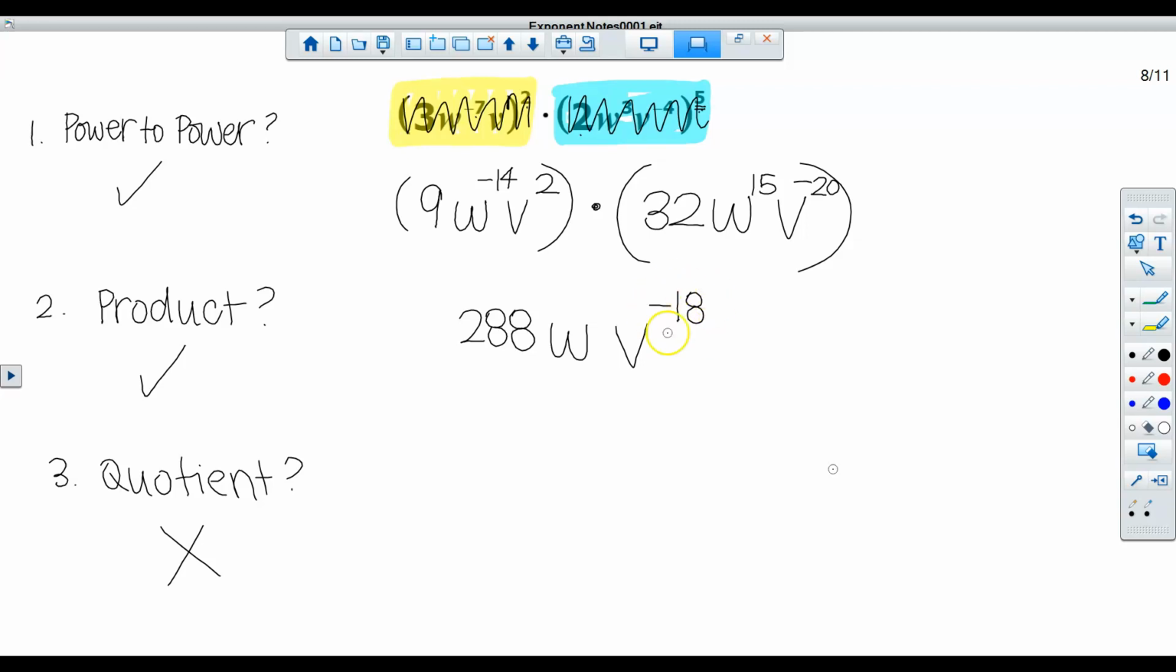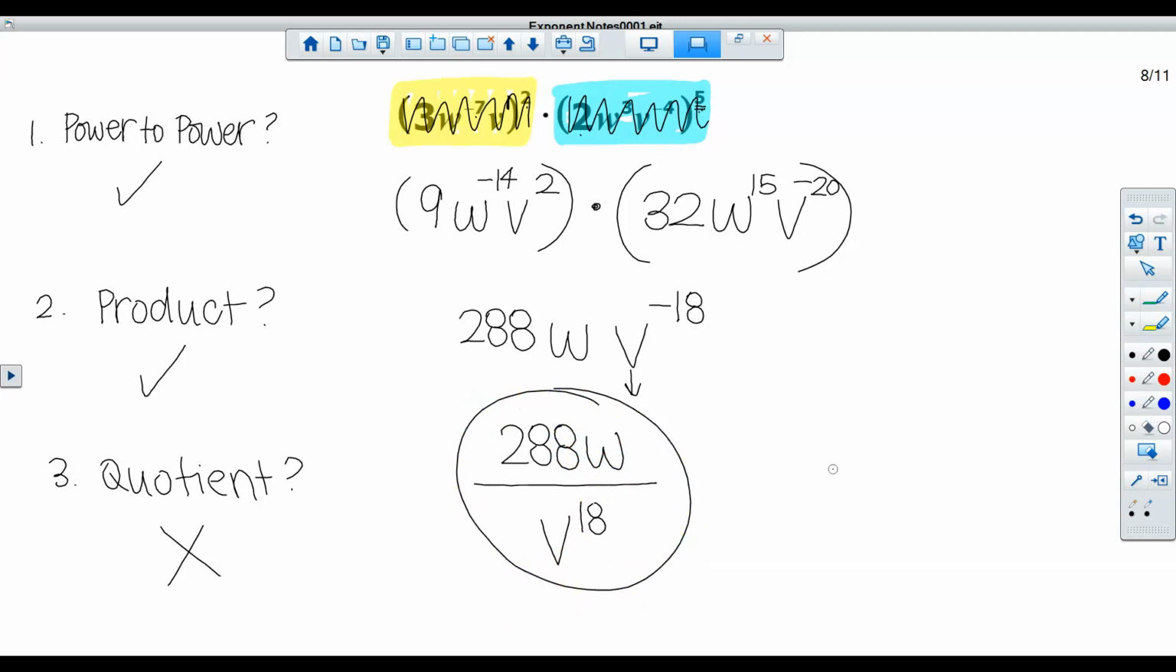No, it can't, because I see this negative exponent here. So the fraction bar comes in. My V is going to drop below that fraction bar and become V to the 18th power. On the top, I'll have 288 and W. And that is my final answer.